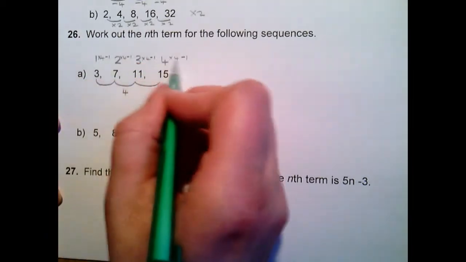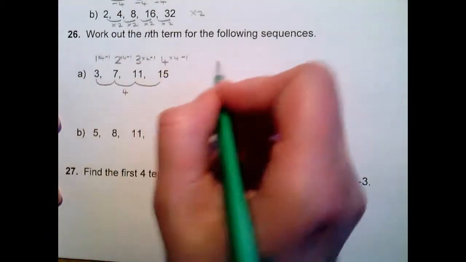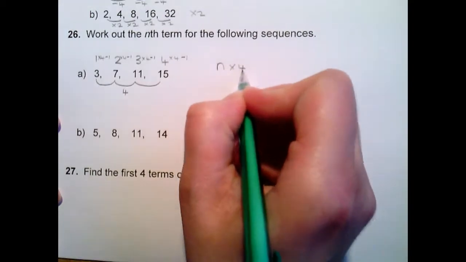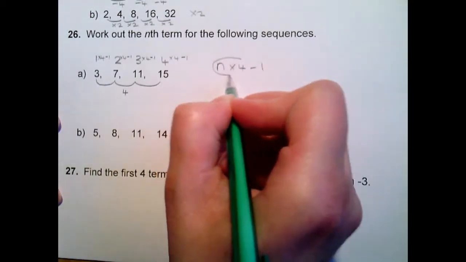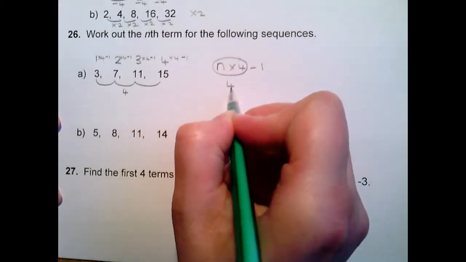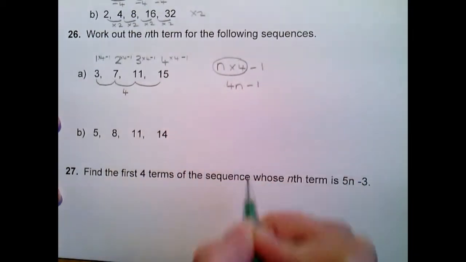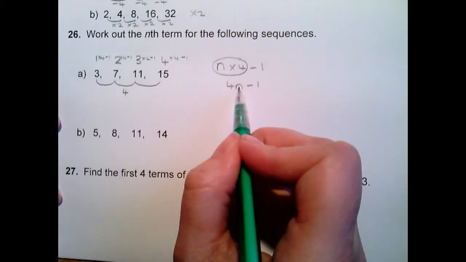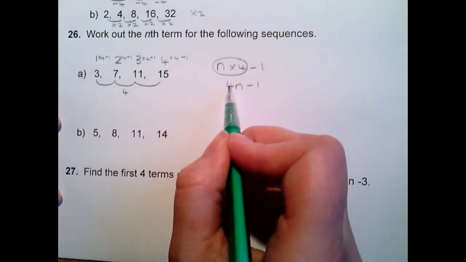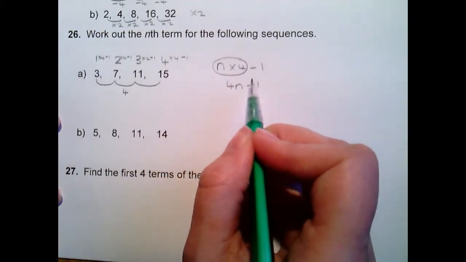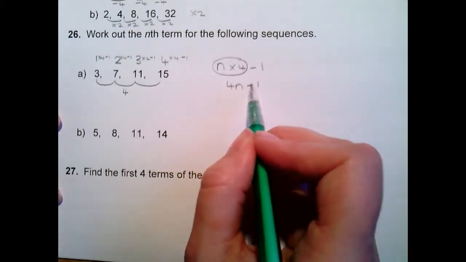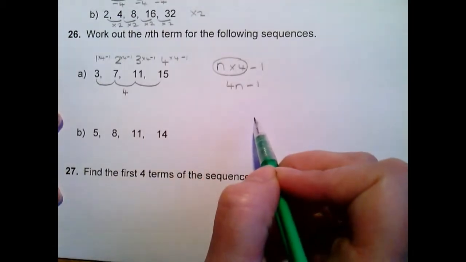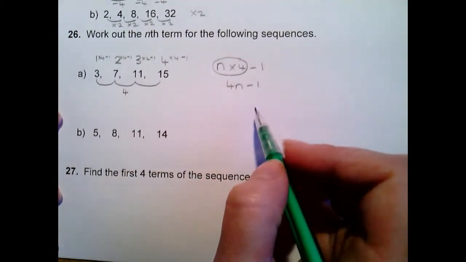You're taking any of the terms, the nth term, and timesing it by 4 and then taking away 1. And then you just need to write it properly in algebra, because n times 4 you would write as 4n and then take away 1. So that means pick any term, times it by 4, take away 1, and you will get the corresponding number in the sequence. So if you wanted the 50th term, you would do 50 times 4, take away 1, and that would tell you what the 50th number in the sequence is.